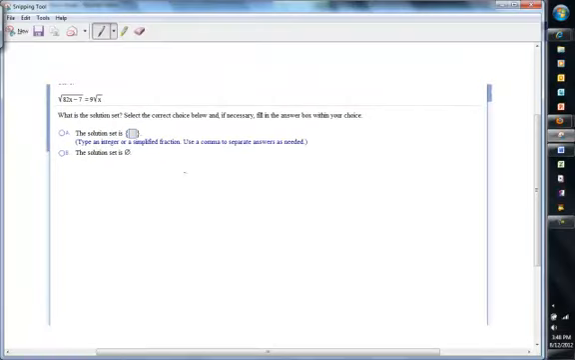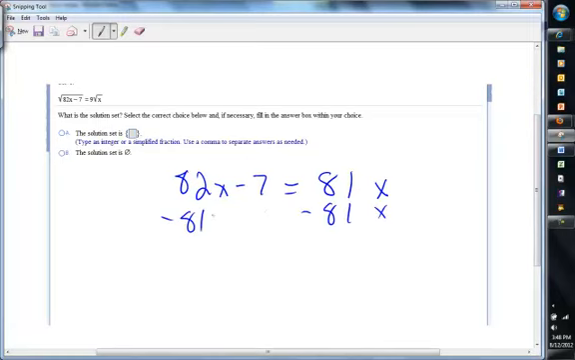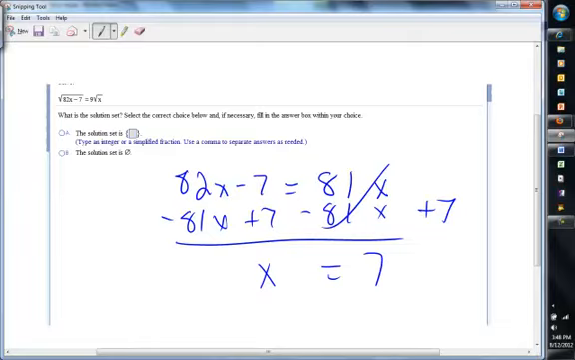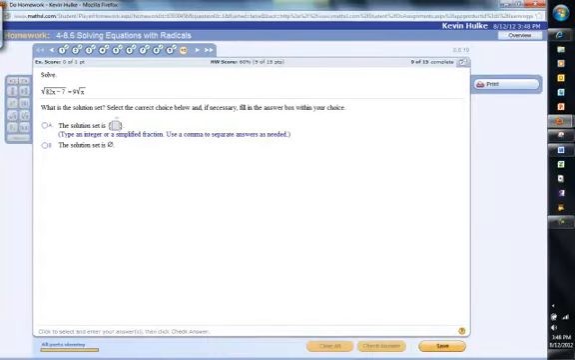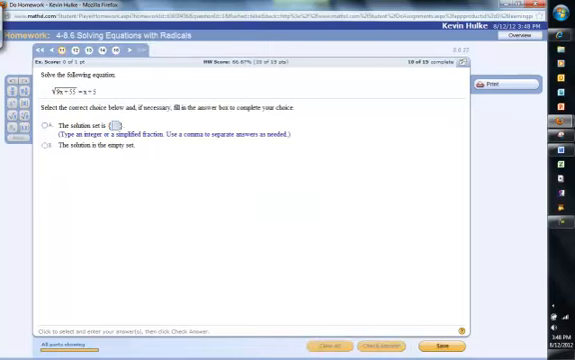Square both sides here, and you get 82x minus 7 equals 81x. Okay? Subtract 81x from both sides, and add 7 to both sides, and you get x equals 7. Number 11.